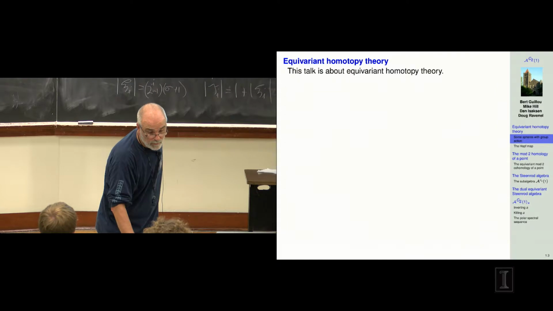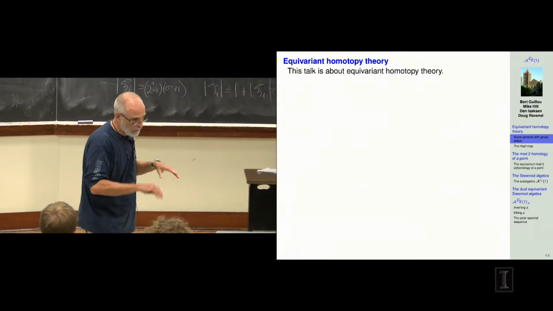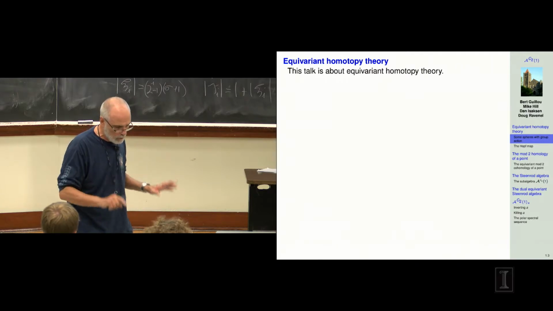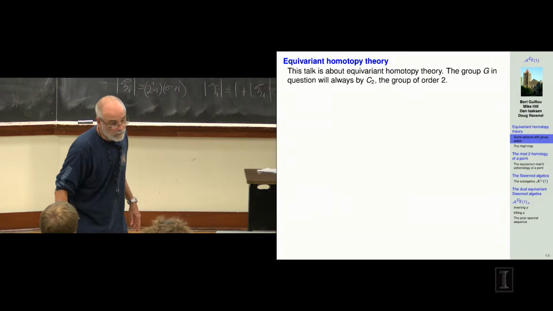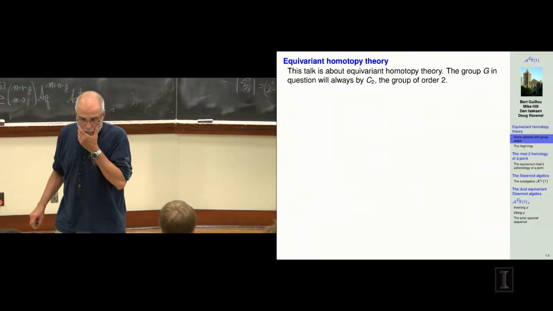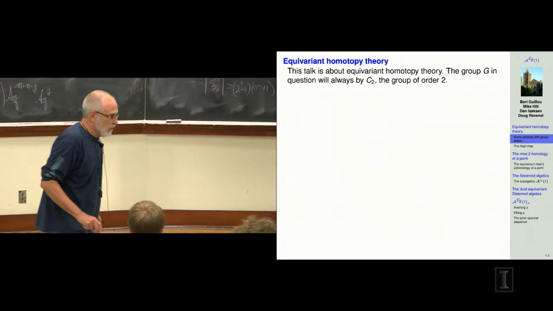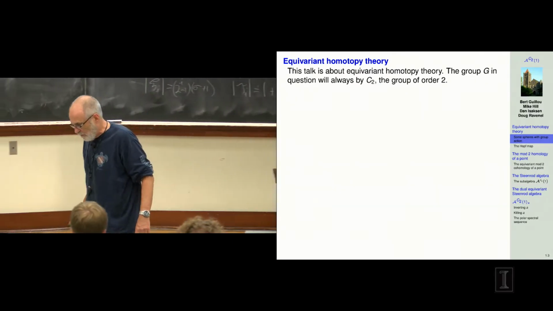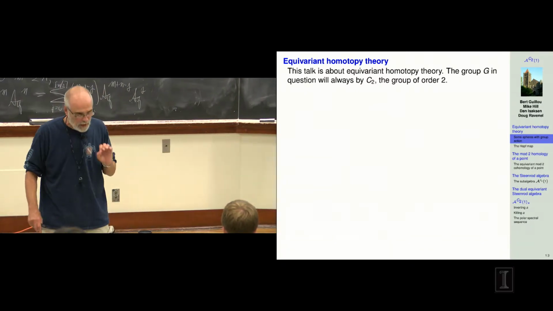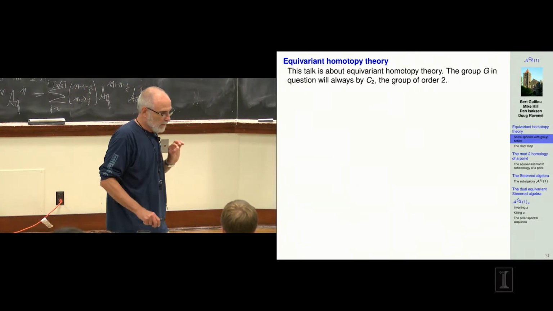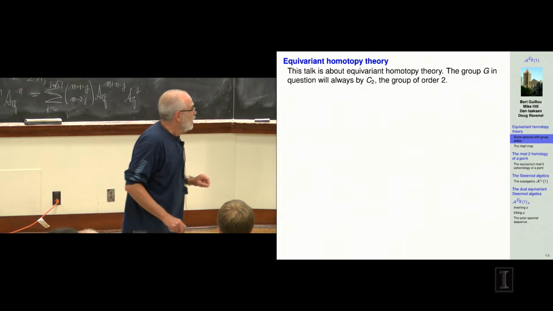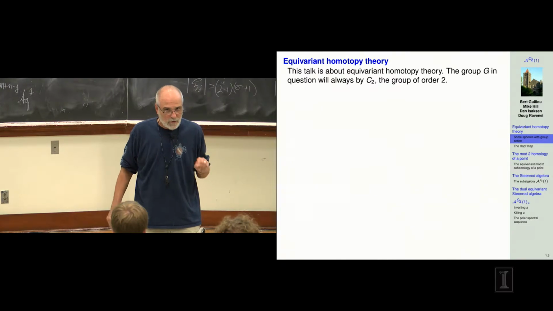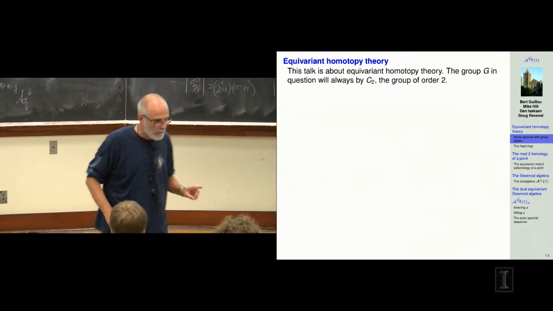Now, this talk is about equivariant homotopy theory. I'm not going to go through all the song and dance about the basics of equivariant homotopy theory. I hope you know something about it. The group in question is always going to be C2. One of the first things I learned about this subject was an introduction written by Greenlees and May, and early on, at the very beginning of it, they say the problem with equivariant homotopy theory is not in the complexity of the group. You can do it for very complicated groups, but the complexity of the group is not the issue. It's the mere fact that the group is non-trivial that is the issue.